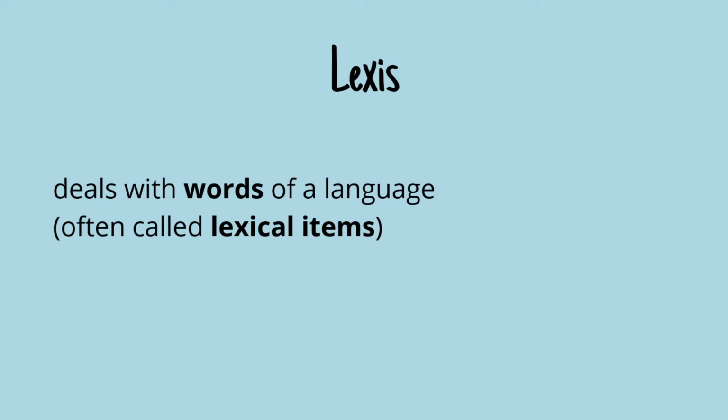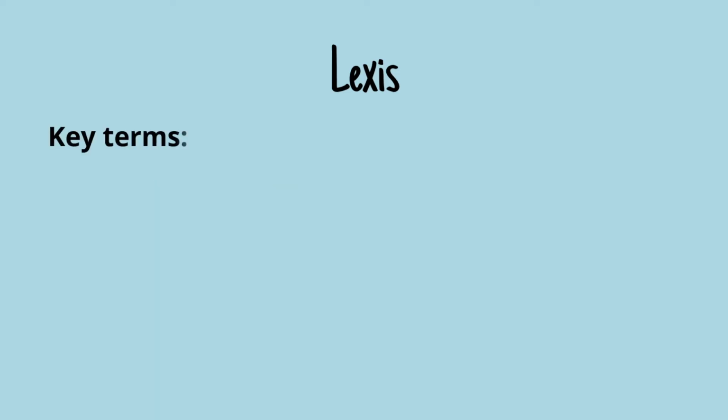Lexis is the next framework. Simply put, lexes are the words of the language. In linguistics, they're often referred to as lexical items. So when we talk about lexes or lexical items, what we're really talking about are words. Here again, we have several key terms. A lexeme is a word or a set of words that have a certain meaning.